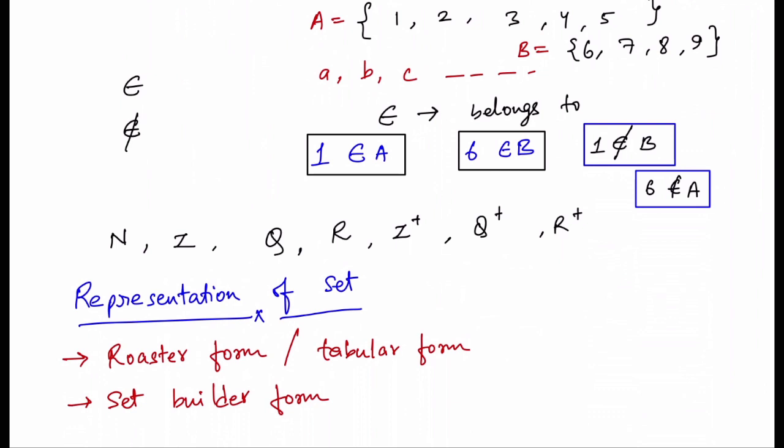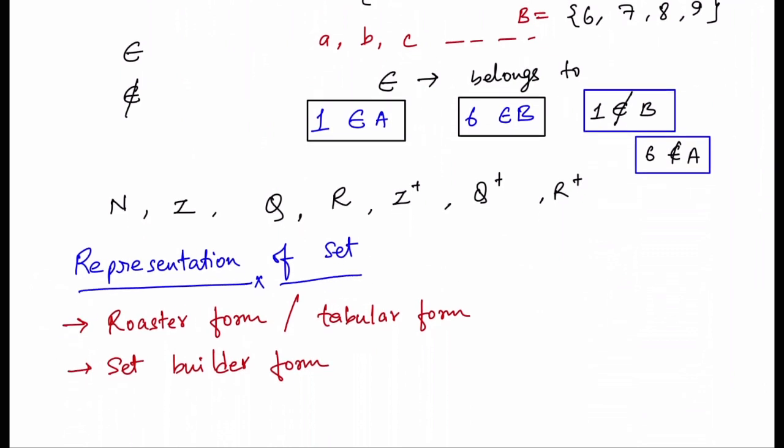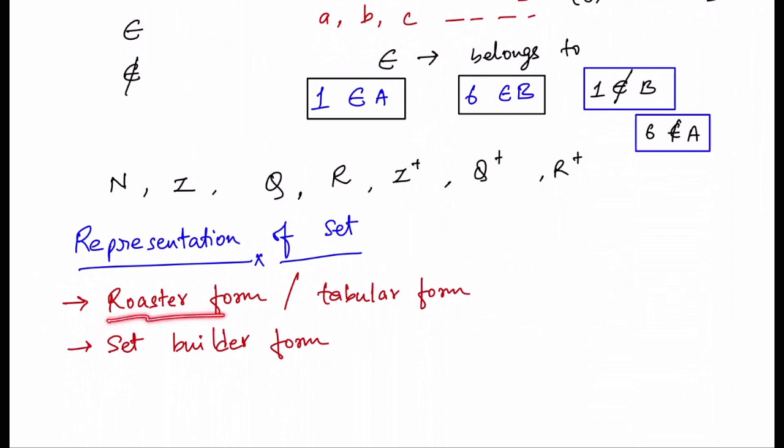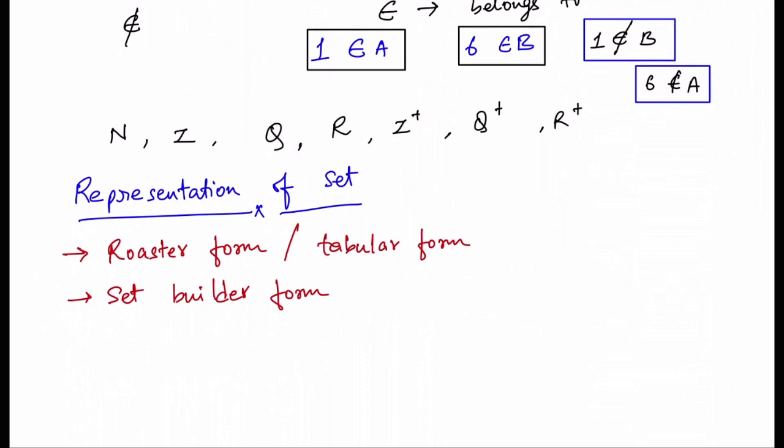Then we will move forward to the next topic, which is representation of sets. How to represent a set? In what ways can we represent a set? Generally there are two forms of representation. First is roster form, which is also called tabular form, and second is set builder form. In roster form, we simply list all the elements one by one.